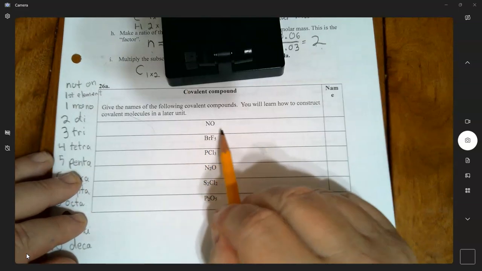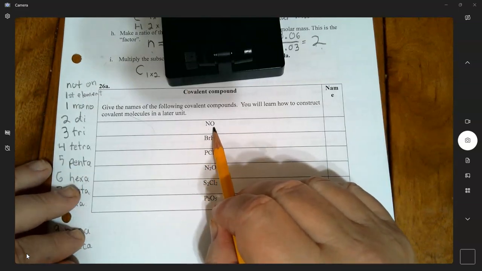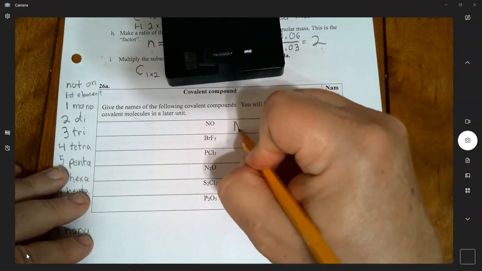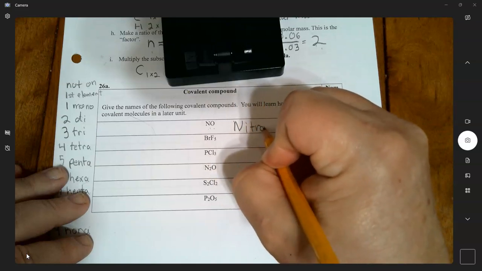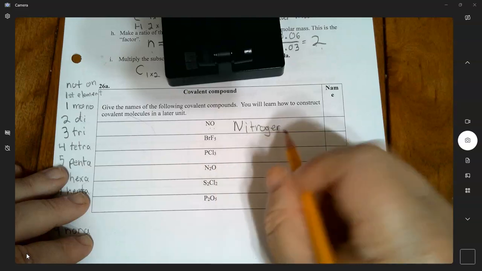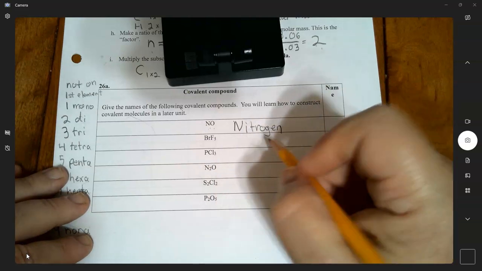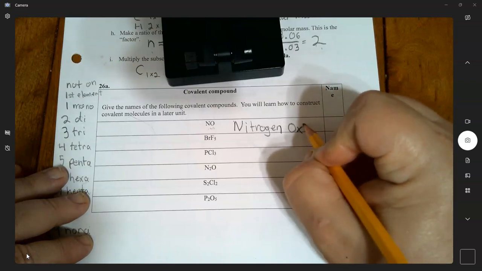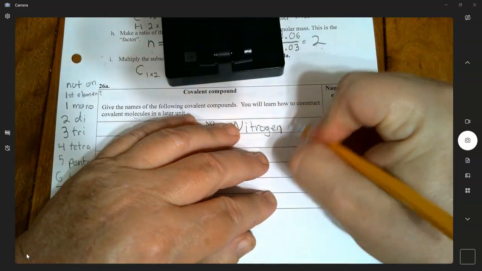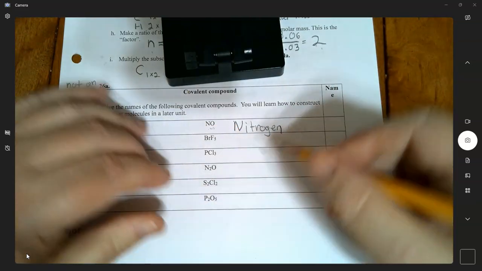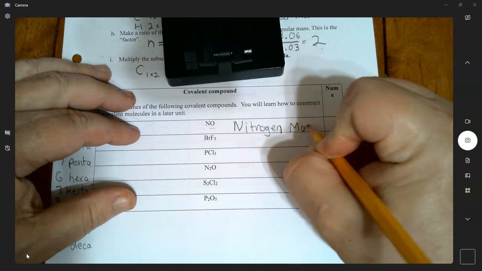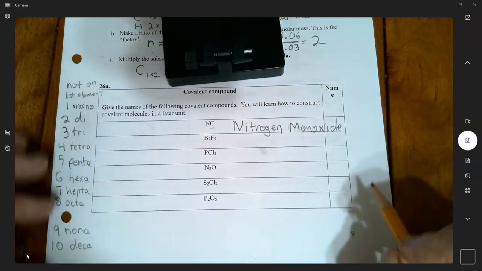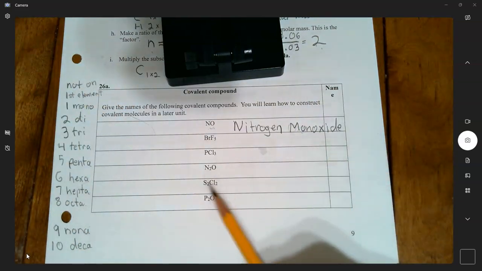Okay, so NO is not mononitrogen monoxide, it's simply nitrogen monoxide. We'll do that one together. The first element in the compound does not change its name. Nitrogen remains nitrogen, and the second element changes to -ide. So it should be monoxide. You do use the mono on the second element, and it's not monooxide, it's just monoxide. You drop one of the O's.